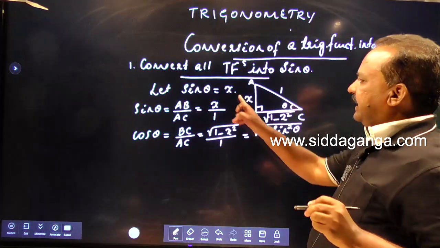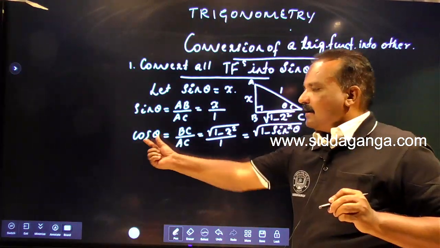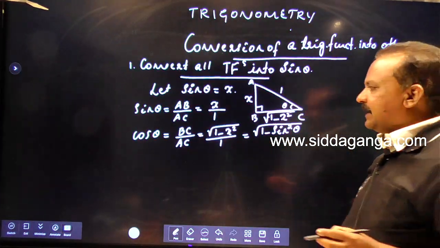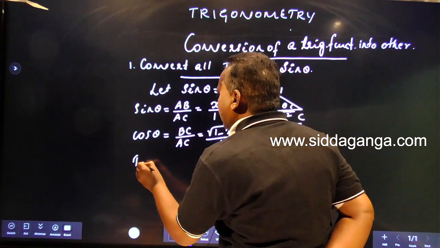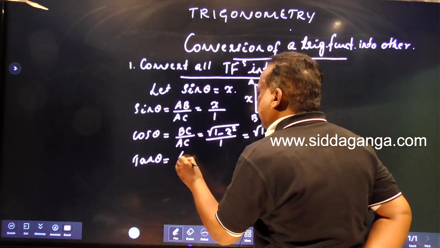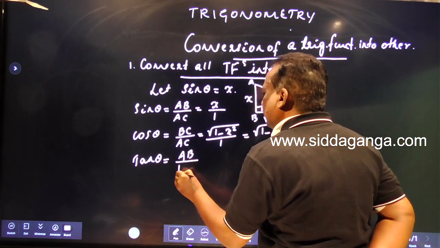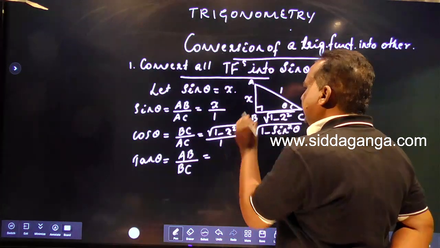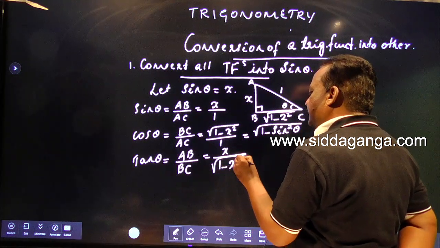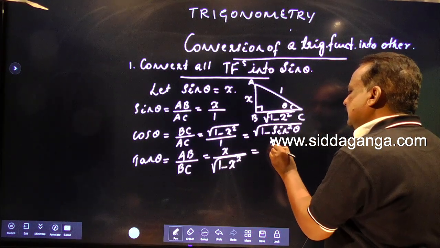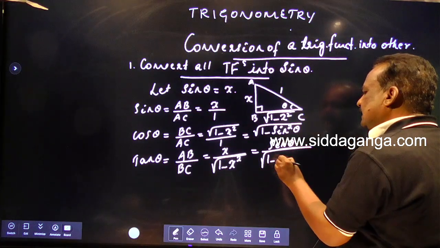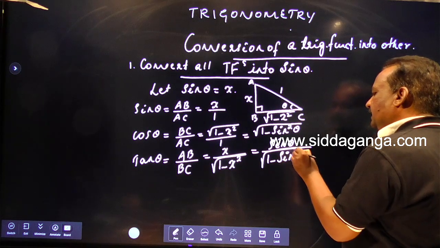X is sin theta. So what is cos theta? Root of 1 minus sin square theta. We are expressing in terms of sin. Similarly, what is tan theta? Tan theta is AB by BC. What is AB? X. What is BC? Root of 1 minus x square. AB is nothing but sin theta, that is x, divided by root of 1 minus sin square theta.